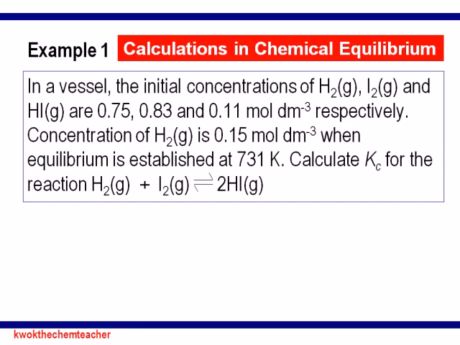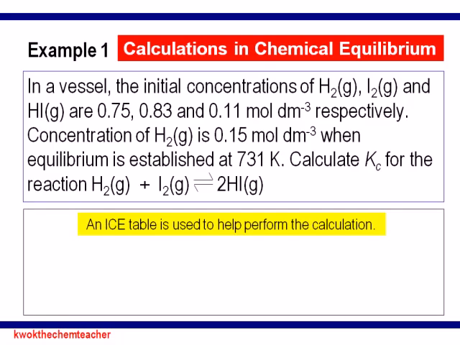The first example where we'll use the IC table will be to help us with a calculation in chemical equilibrium. The question is as follows. In a vessel, the initial concentrations of hydrogen gas, iodine gas, and hydrogen iodide are 0.75, 0.83, and 0.11 mole per dm cubed respectively. The concentration of hydrogen gas is 0.15 mole per dm cubed when equilibrium is established at 731 Kelvin. Calculate the Kc for the reaction of hydrogen plus iodine to give hydrogen iodide. This reaction is an equilibrium.